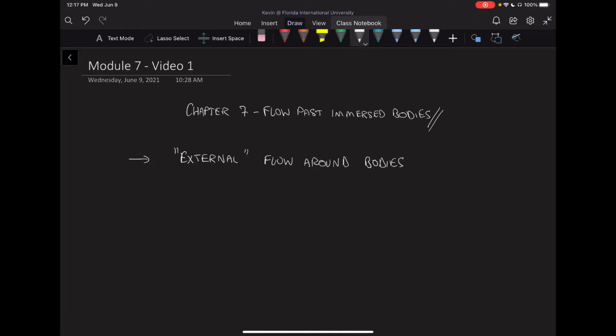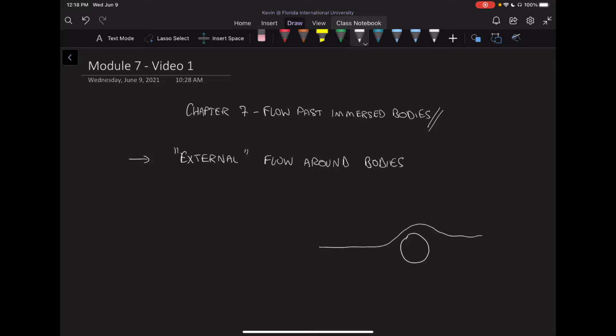In Module 7, we are going to cover Chapter 7 in our textbook, and we're going to be studying flow past immersed bodies. What flow past immersed bodies means is the study of external flow around different shapes, essentially. Okay, and we're going to be looking at the type of flow that looks something like this. So let's say we have, for example, a sphere in open air.